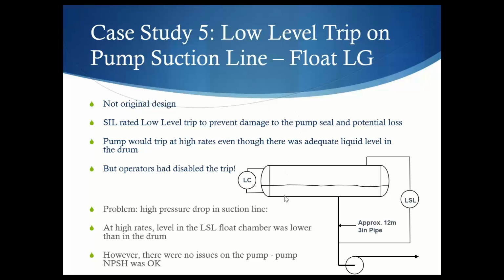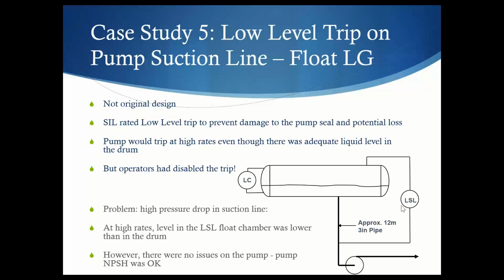Okay, coming on to another example. This one, not the original design, but they had a SIL or safety integrity level rated low level trip to prevent pump damage, you've got a pump down the bottom here on the drawing. This was to stop cavitation of the pump if they lost the level. But what they were finding is at high flow rates, there was a big pressure drop along this pipe here, which was only 3 inch. Quite a small line, quite a long line as well, 12 meters before it got to the pump. I can't comment too much on the design, but you'd expect them to put a bigger pipe there probably to solve that one.